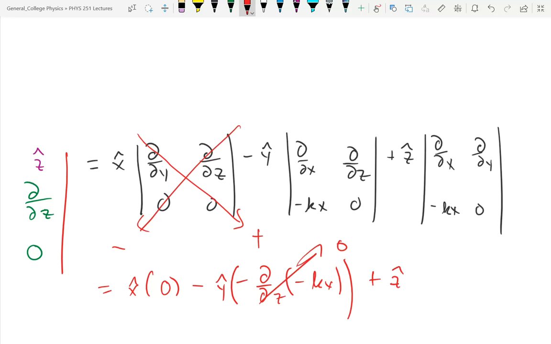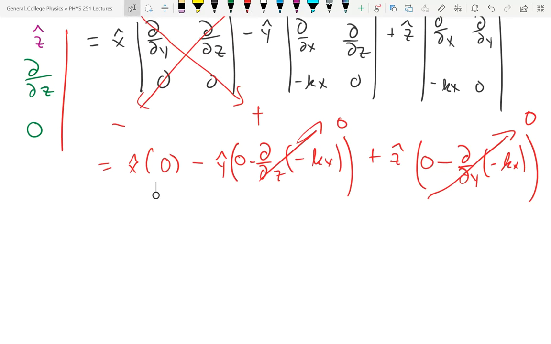Plus z hat. I should have put here, to be real technical, 0 minus instead, just minus. And then here I'm going to have, again, 0 minus d dy of minus kx. What's the partial derivative with respect to y of minus kx? It'd be 0 again, because we're treating x as a constant since it's a partial with respect to y. So that was easy. 0 plus 0 plus 0.